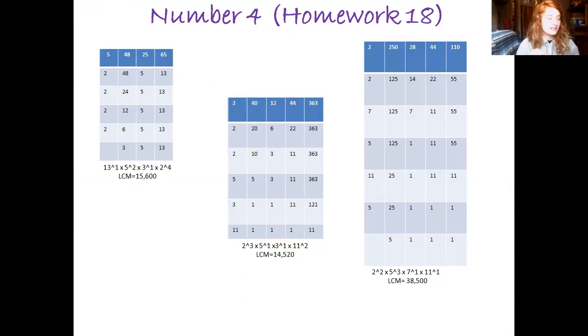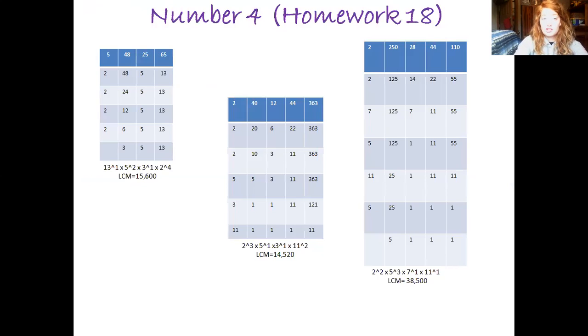Okay, this is a fun one. Let me find my paper. So we're going to be finding the least common multiple through this graph. In the first one, we're looking for the least common multiple of 48, 25, and 65. Well, what is a prime factor that can go into 48, 25, or 65? 5 goes into 25 and 65, so you'd bring 5 down from the 25, 65 would go to 13, and 48 you would just bring down because it does not go into 5.